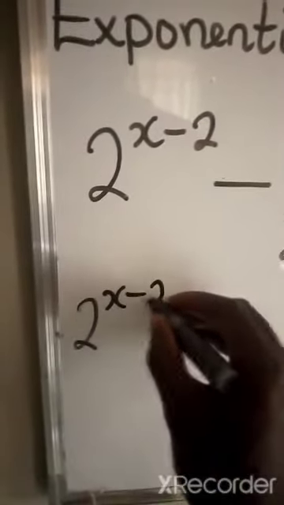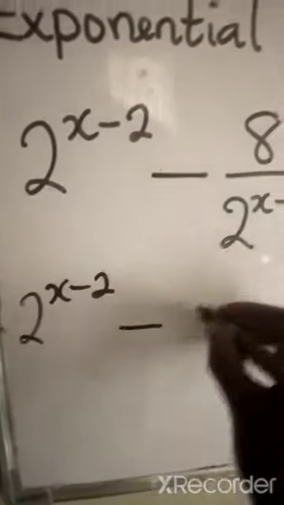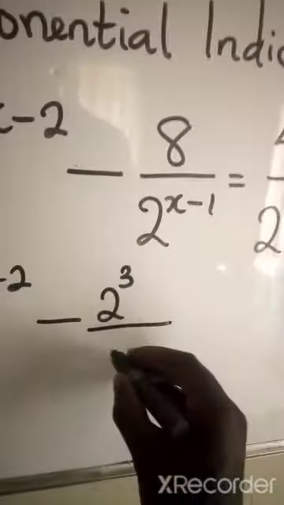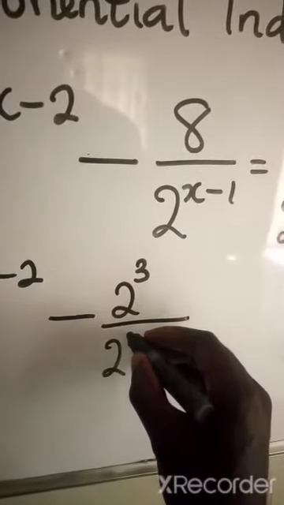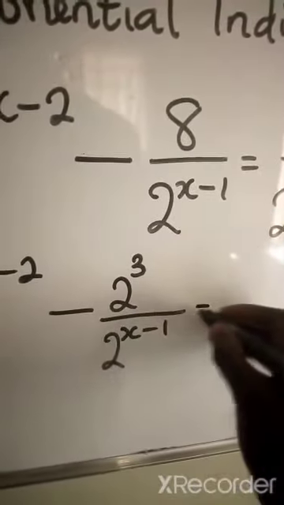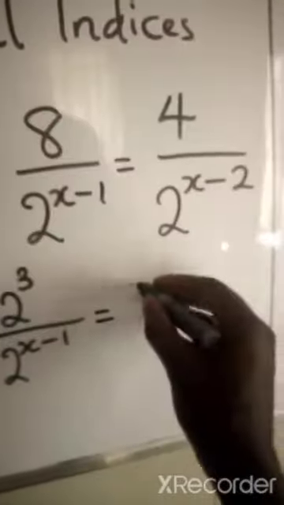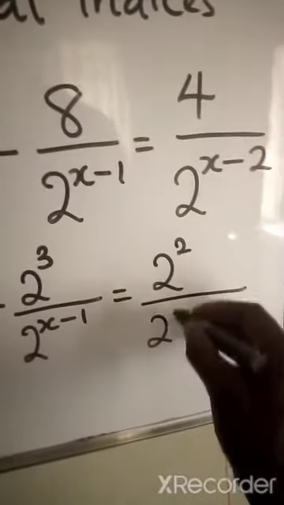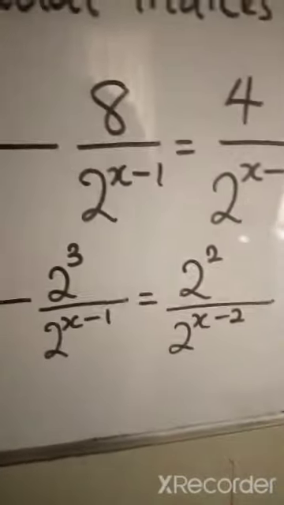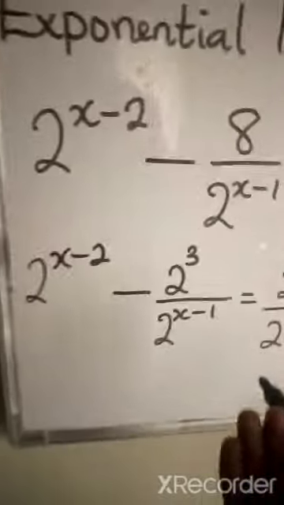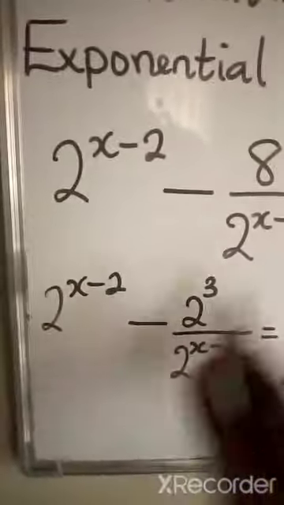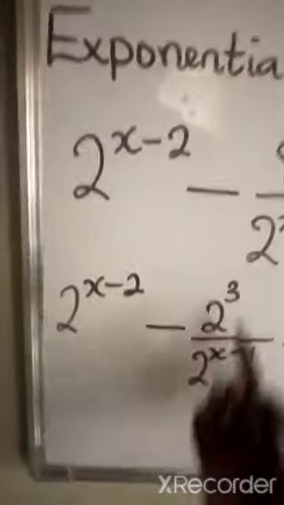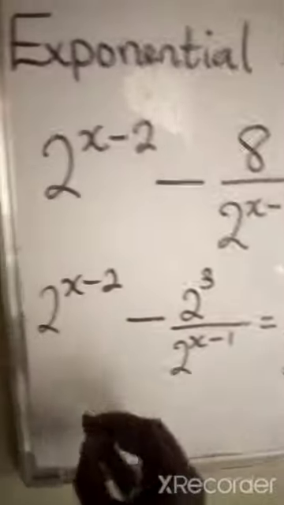2 raised to the power of x minus 2, and 8 will give us 2 raised to the power of 3, all over 2 raised to the power of x minus 1, is equal to 4, which is the same thing as 2 raised to the power of 2, all over 2 raised to the power of x minus 2. So now what I would advise you to do in a problem like this is you are going to move this to the other side. Since they are in the form of fractions, you move this to the other side. That is, you collect the like terms.